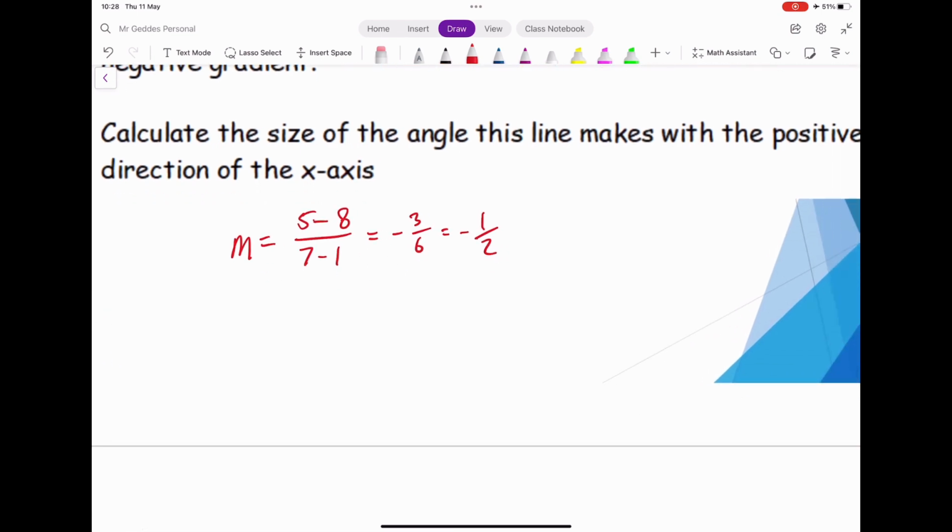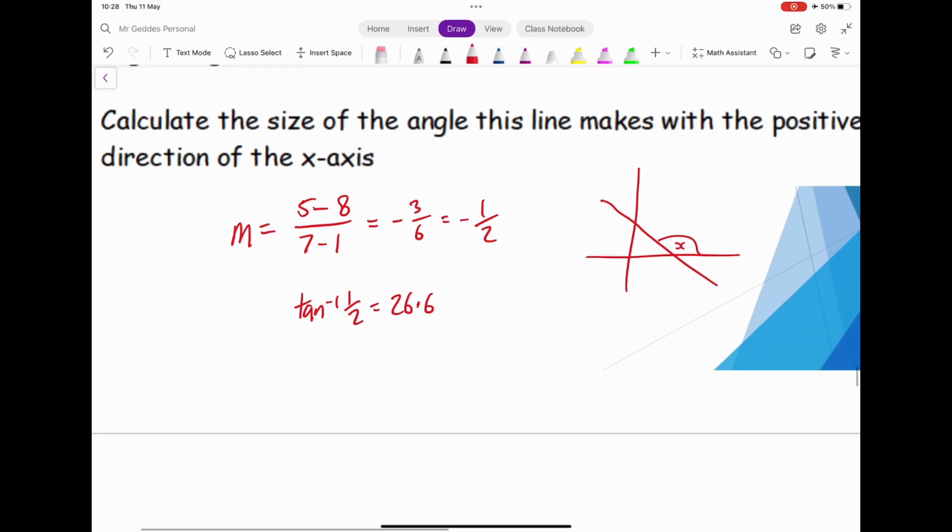Then we're going to go for inverse tan of a half. Remember, we don't want to put the negative in the calculator, we want to find what that is: 26.6. We then need to remember that it was negative a half, so it's a negative gradient. Look at that. So what angle have we got? That 26.6 is actually not the obtuse angle, we could call that x. It's not the angle with the positive, it's that one in there. So we have to go and find the angle with the positive direction of the x-axis. So we'll need to do 180 minus 26.6, and that will give us the angle we're after.